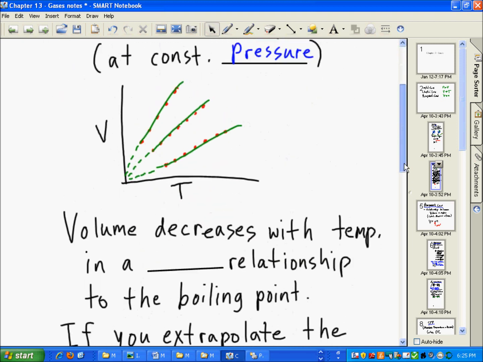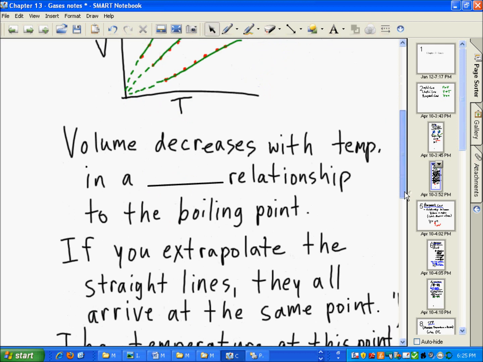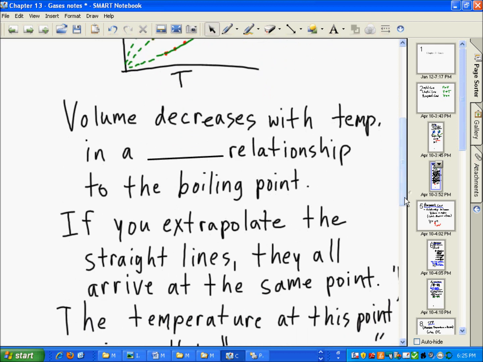What that looks like is that if you change the temperature, the volume will change. Increasing the temperature increases the volume. So there's a direct linear relationship. Volume decreases with temperature in a linear relationship to the boiling point.